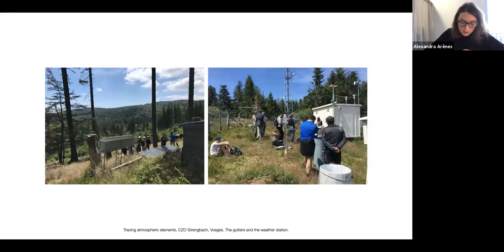In the same observatory, we can feel negatively the ghost acreages that we cause in other parts of the world, because the scientists trace the sulfur, which causes acid rain and the death of the trees in this forest. Thanks to the gutters, these kinds of devices that we see on the left of the screen, the scientists collect the rain and analyze it in the lab.